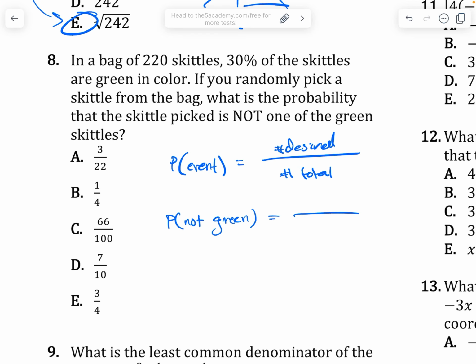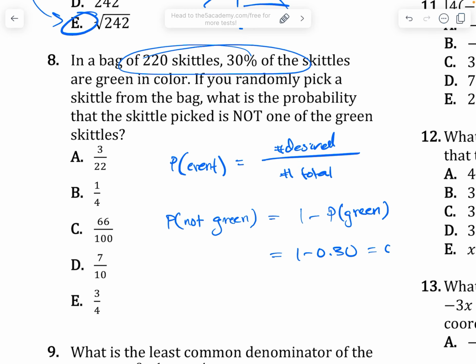Is going to be how many not green are there? So in a bag of 220 Skittles, 30% are green. That means that 70% are not green. So let's just write, I mean, we don't even need to use this fraction because we know it's going to be 70%. It's going to be equal to 1 minus the probability of green. Right, so 1 minus 0.30 is equal to 0.70.